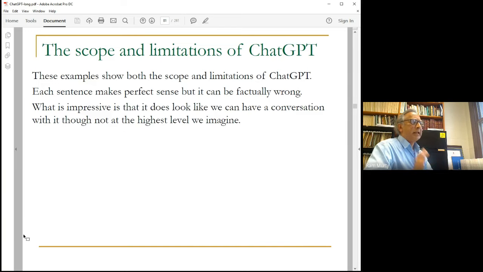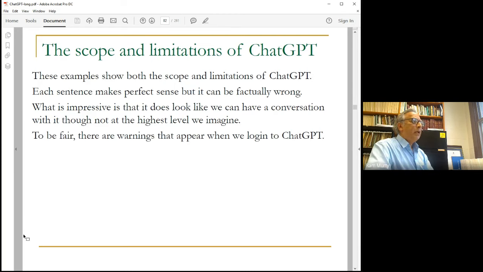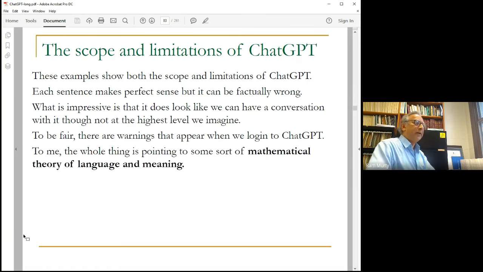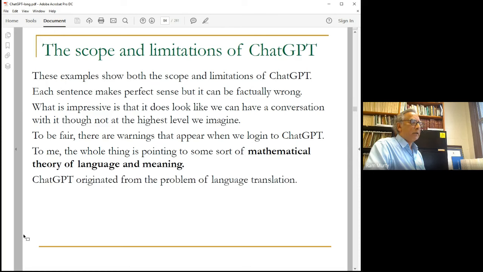What is impressive is that it does look like we can have a conversation with it, though not at the highest level we imagine. To be fair, of course, there are warnings that appear when we log into ChatGPT. They do say, warning, it may not be right. Fine. To me, the whole thing is pointing to some sort of mathematical theory of language and meaning. So, is there some sort of stochastic theorem behind the theory of meaning, a mathematical theory of meaning?